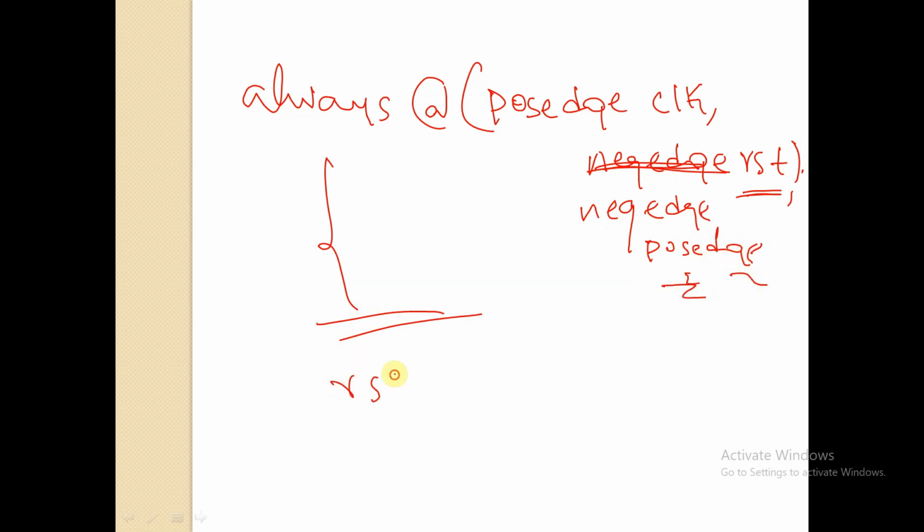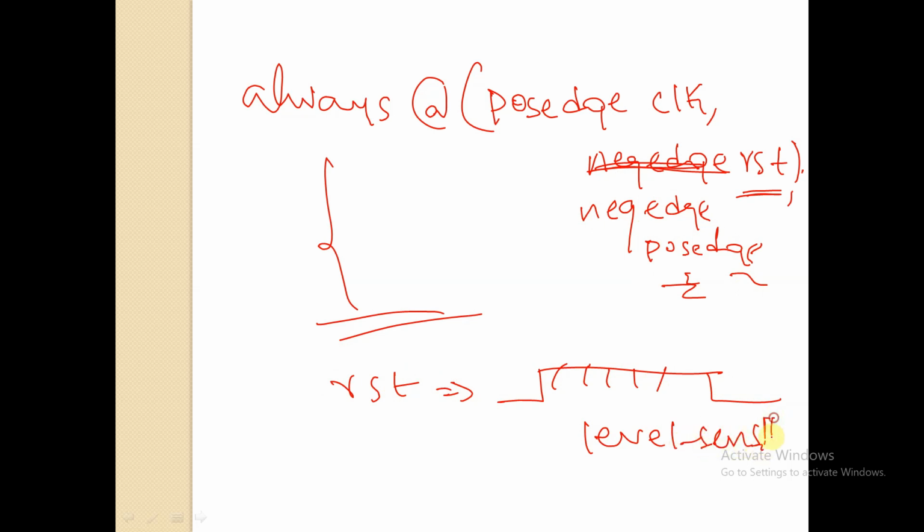Reset is basically a level sensitive signal normally, so we will prefer the normal reset only instead of negedge or posedge. If we want an edge triggered reset, then we can use posedge or negedge. No problem in that. Is this clear? Yes.